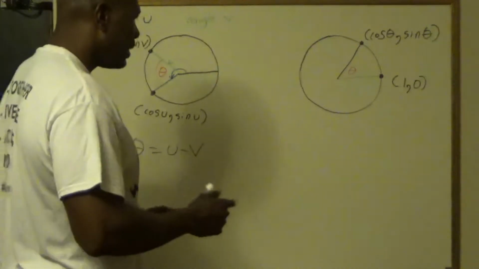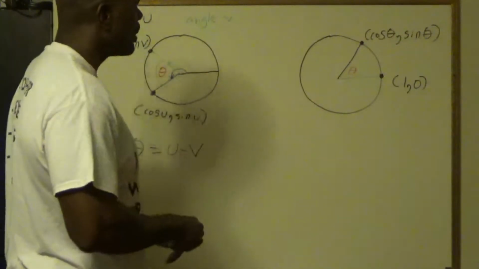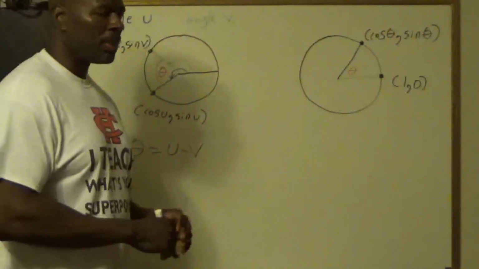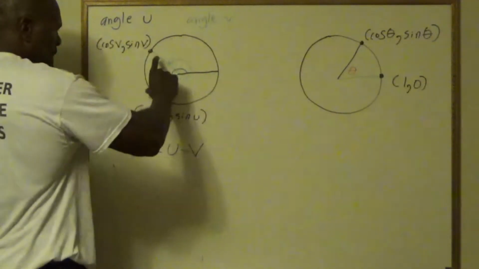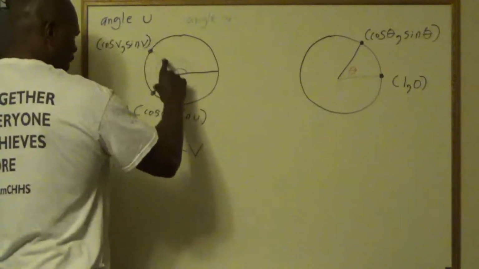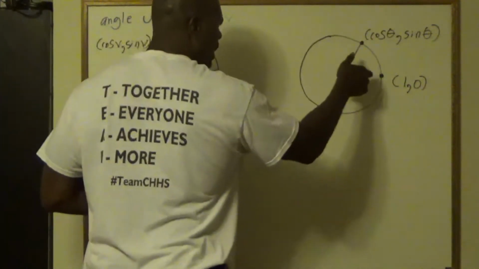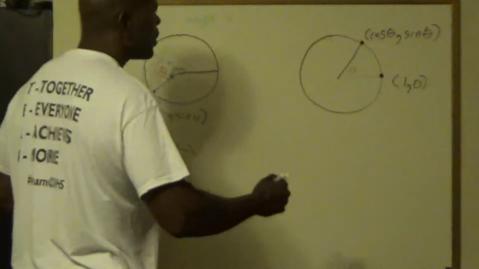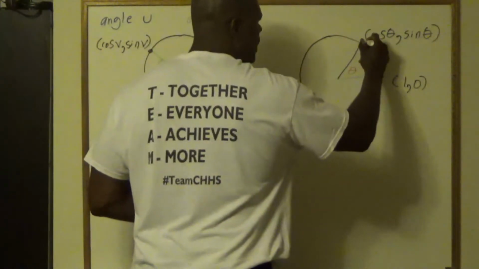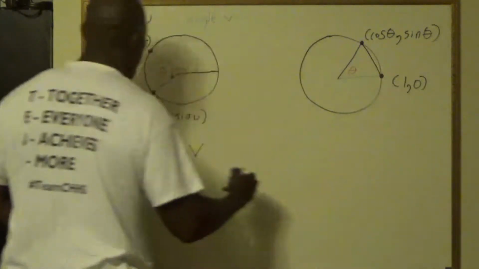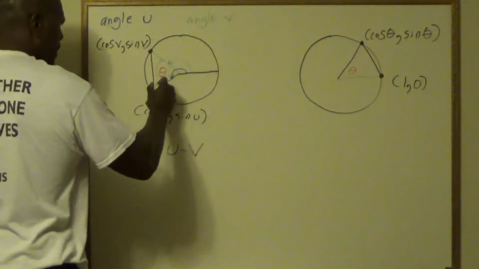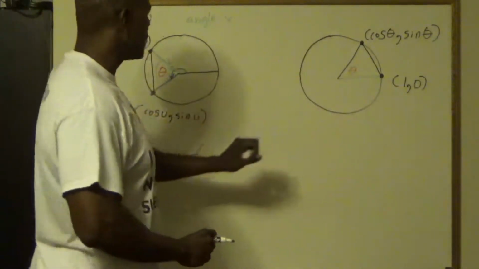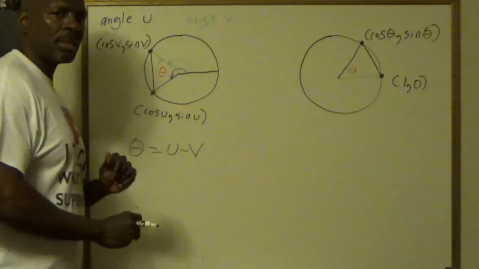To get the identity, we're going to use a pretty basic property in mathematics, being the distance formula. Since these are the same angle, this is the same angle theta here, and this is the same angle theta there, these are both unit circles, so therefore this distance has to equal this distance. So we're going to show that this distance equals that distance.